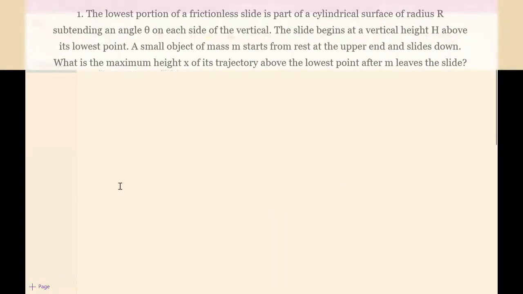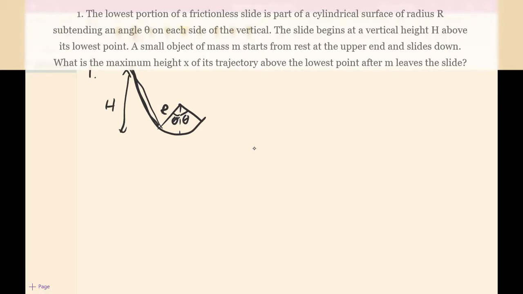Okay, hello everyone. Here is the first problem. We have this frictionless slide that looks like this. The first part is supposed to be a straight line, but then it becomes part of the sector of a circle at the end here, or a cylinder. Here the radii are r, and both of these angles are theta. And so this height is h.